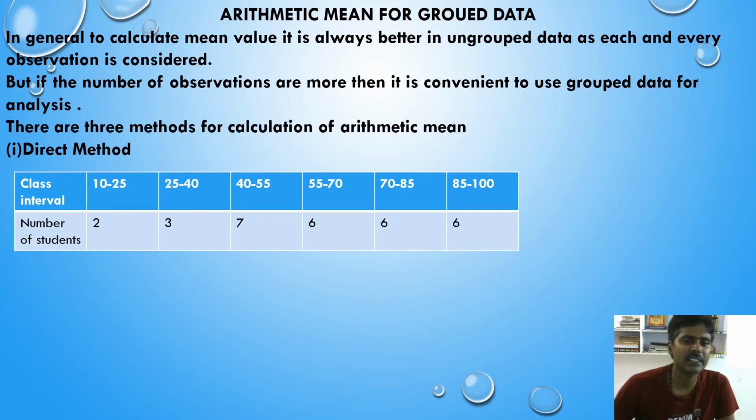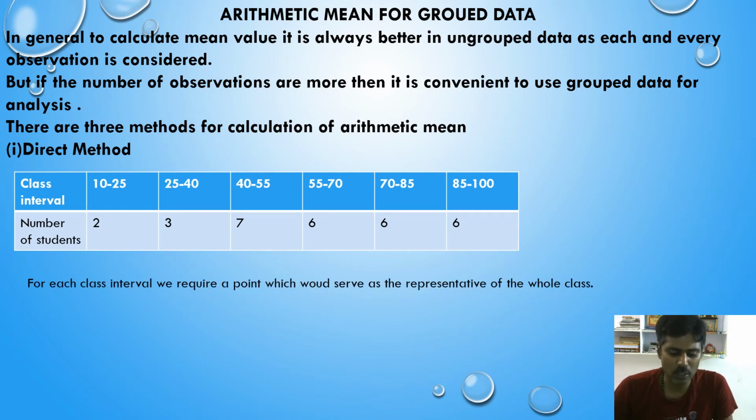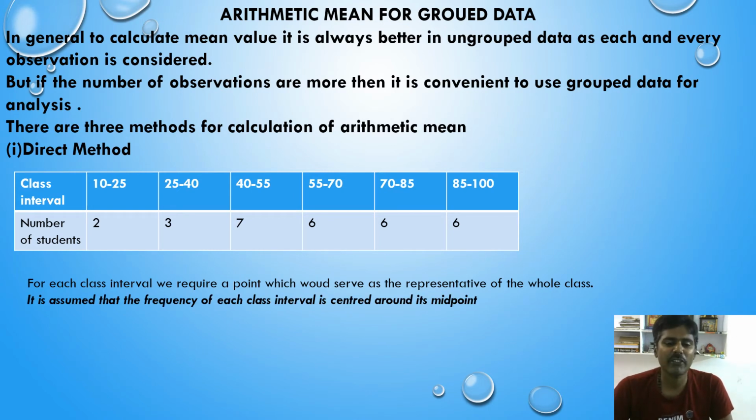I have the class intervals like 10 to 25, 25 to 40 and so on, and the number of students as 2, 3, 7, 3, 6. Now for a particular class we need some representative value for the whole class. If I take 10 to 25, that class representation I need from one value, that is nothing but its center. It is nothing but the mid value. So the frequency of each class interval is centered around its midpoint. Hence I can say that the midpoint will be the class mark of that class.